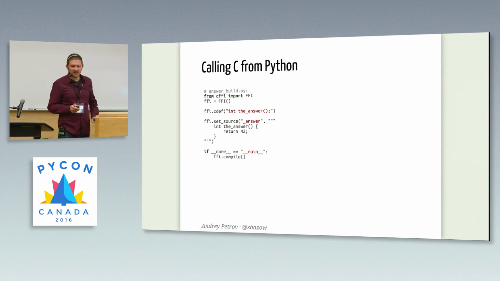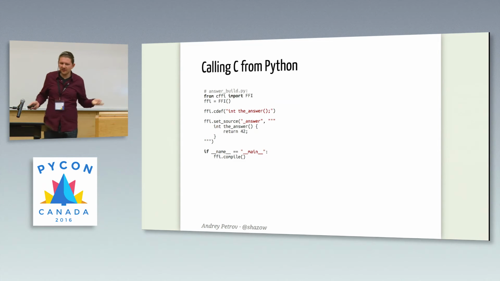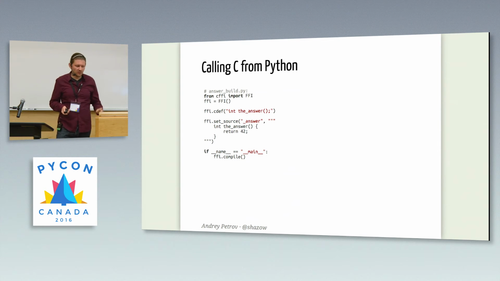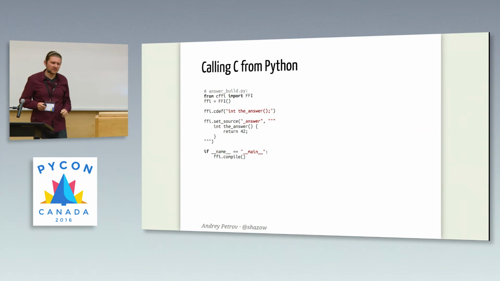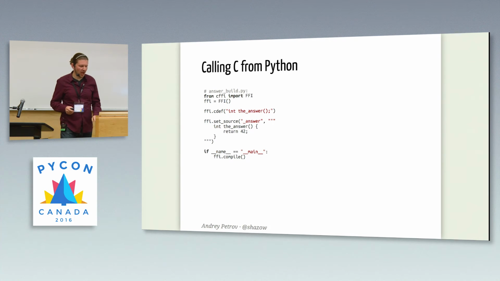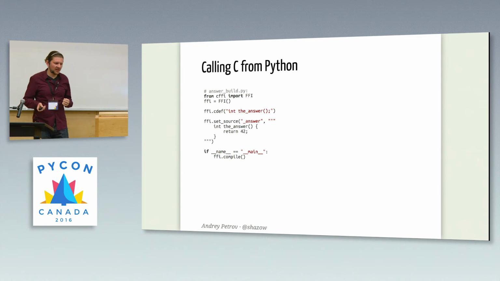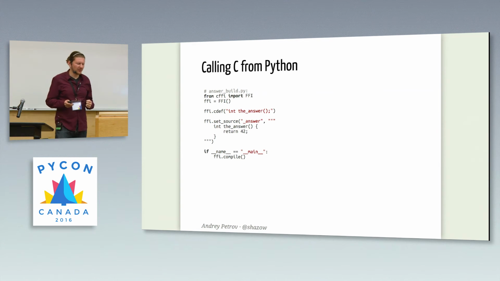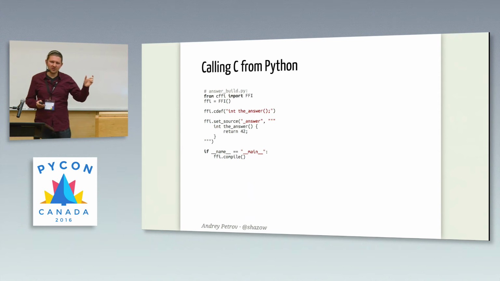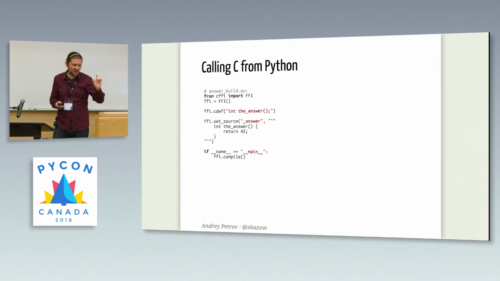And this is what CFFI looks like. You pip install CFFI, it does its thing. Then you make this build Python script. You define an FFI context. You define the header. So this is what our function is going to look like: it's going to return an integer, and it's called the answer. And then we define the source of it.